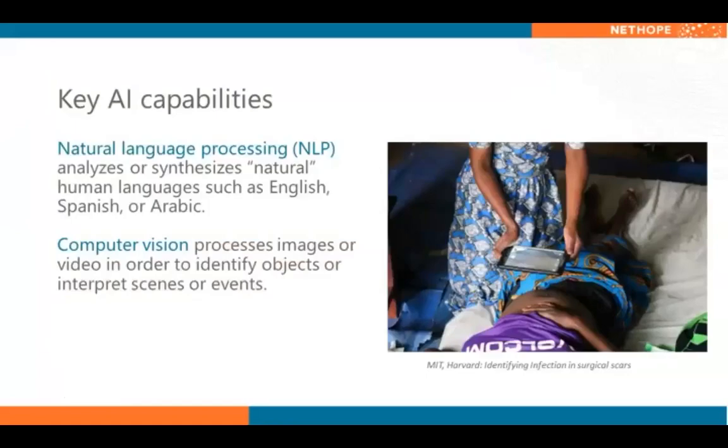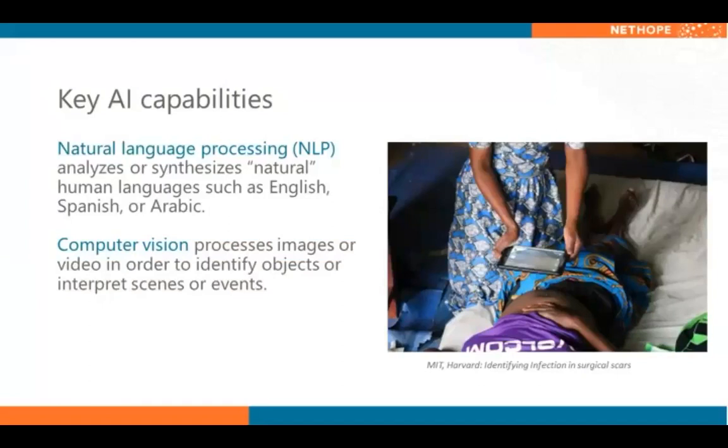Okay, so on to some of the key AI capabilities. We just talked about a lot of machine learning examples, and now we're going to move on to the subset of AI capabilities that were mentioned in one of the first slides. And so this is just a broad variety of categories. There are others that we could go into more detail if there are questions.